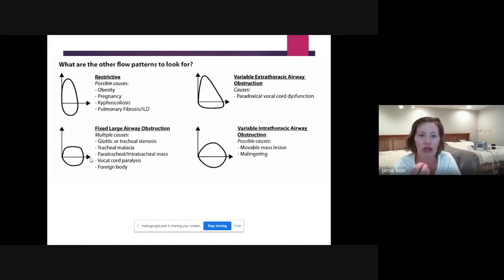But these both might have normal values for the FVC, the FEV1, and perhaps the ratio as well. So you have to look at that, and that's how the patterns will come in and help out.